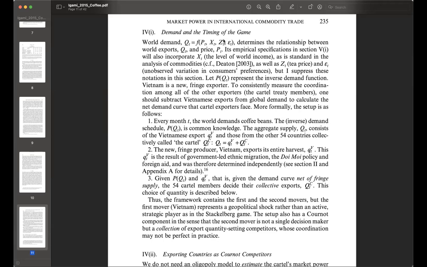Meron kang mga shifters like Z, and meron ka ring X, which is the empirical X, the level of world income. So income affects demand for coffee as well as substitutes. Okay, so in a sense, this is a little bit more general because we're sort of ignoring X and Z whenever we do our work, right? Because in a sense, it's exogenous to the competition. But this is a way to adjust or have exogenous variation in the level of demand. That's the reason why we're considering these two things. Meaning it's exogenous to the game that people are playing. The people are just deciding how much to produce and they're taking X and Z as given.